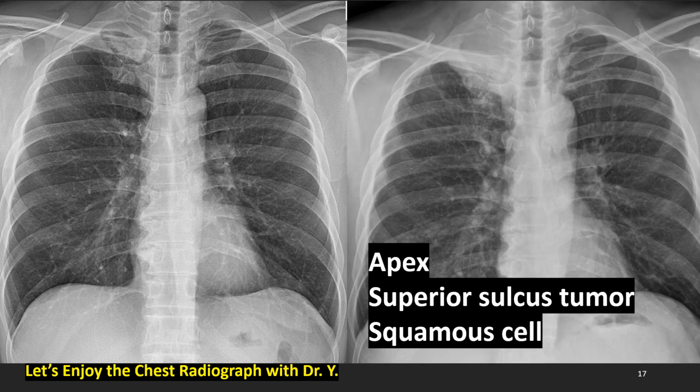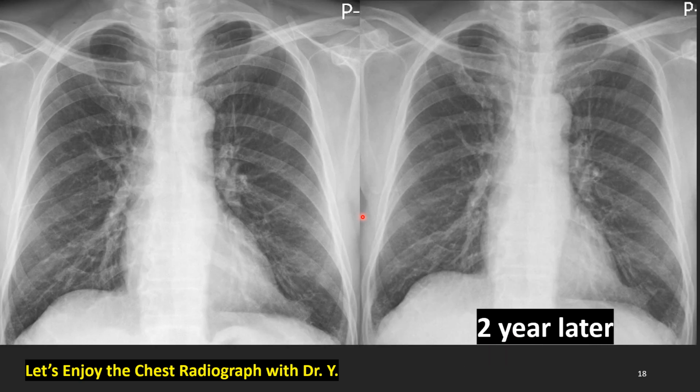How about this film? Sometime later, the result is like this. Enlarged tumor. The tumor has grown up, and the first and second rib have been invaded by the tumor. This is the notorious tumor named superior sulcus tumor, squamous cell type. These two films have a 2 years difference, today and 2 years ago.